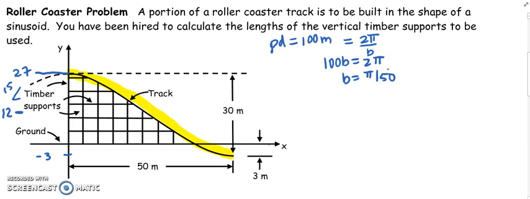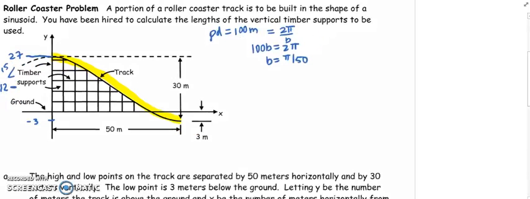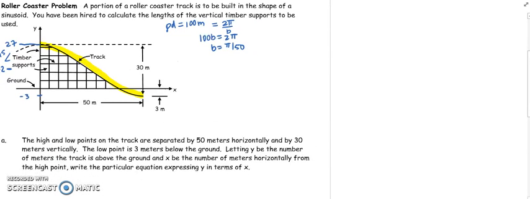Yeah, let's get to it from here. We got the highest point, we got the lowest point, we got everything we need here. What's it going to ask us on this next thing? The high and low points in the track are separated by 50 meters horizontally and 30 meters vertically. I mean, I saw that in the picture. The low point is 3 meters below the ground. Saw that in the picture. Letting y be the number of meters the track is above ground and x be how many horizontally from the high point, write a particular equation expressing y in terms of x.